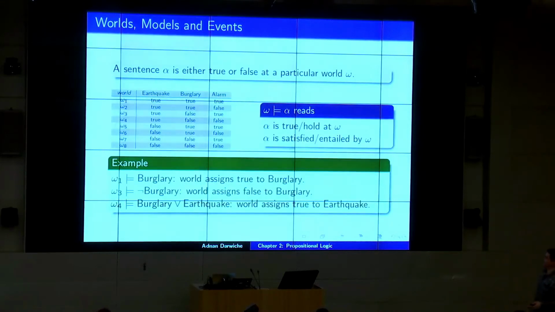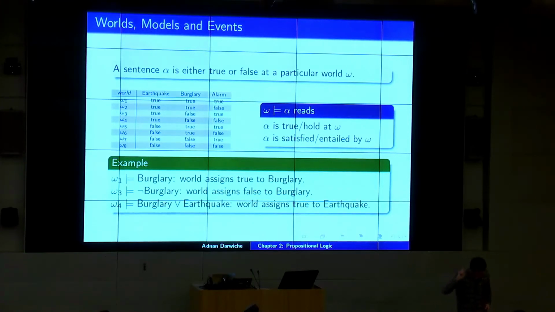We just said that. Look at the notation, W entails alpha. That reads alpha is true or holds at that world W, or that alpha is satisfied or entailed by that world W. And here are some examples. Look at W4, for example. That entails burglary or earthquake, so that sentence is true at that particular world. Now, here's how we're going to use this. This is going to be the basis of semantics.